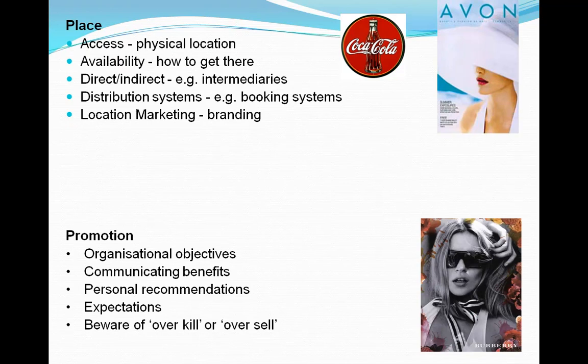The place: access. You have to see if people can actually get to it. Availability, how to get there, how can people get hold of it. Direct or indirect: are you directly selling it to your customers, or do you have agents or intermediaries selling it for you? So are you just a producer and then you have the wholesaler or retailer who gets it to your customers. Distribution system: if you look at booking systems, and location marketing, you look at branding, so that people actually recognize your brand.